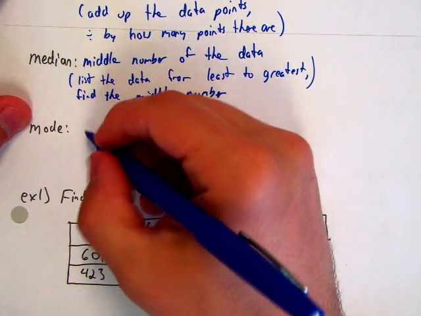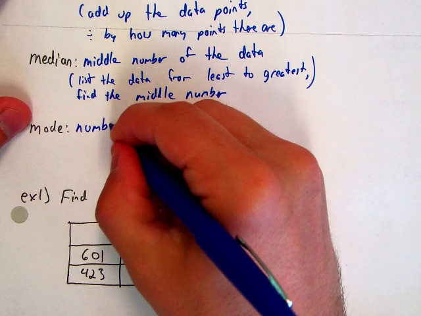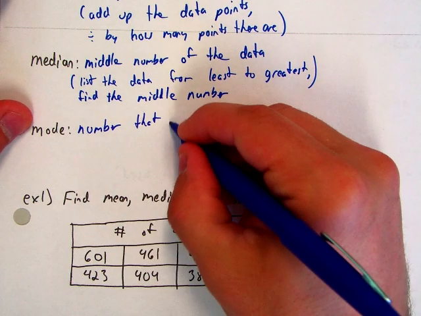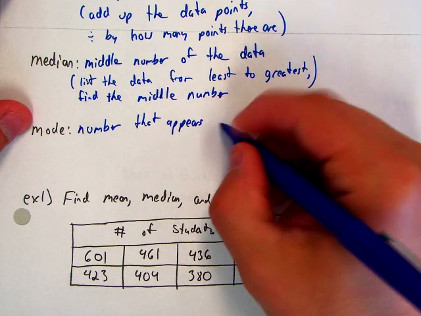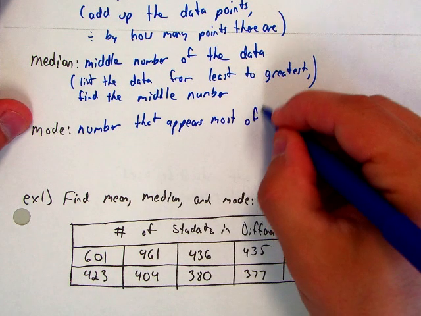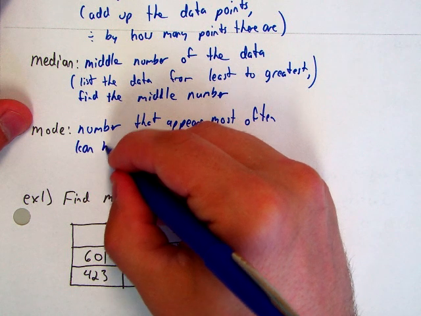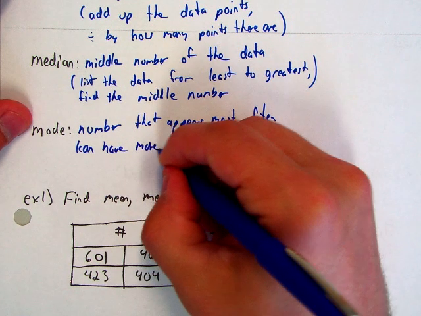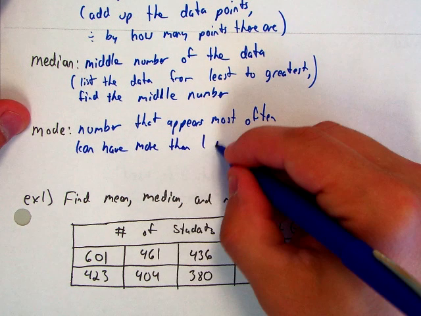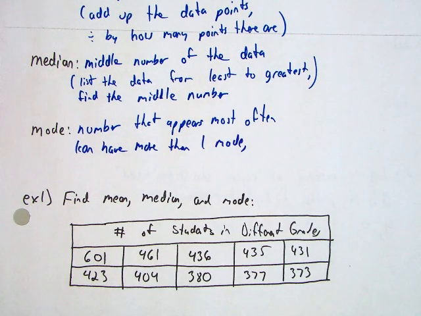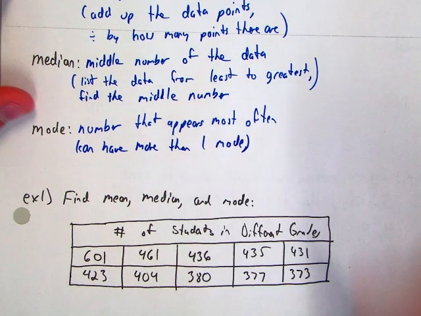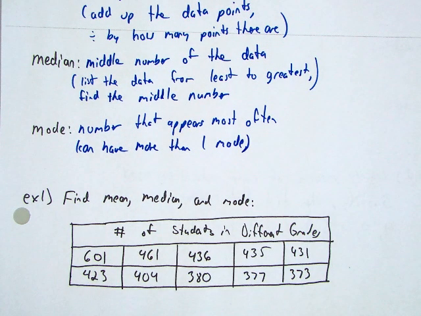And then the mode, this is the number that appears most often. You can have more than one mode, but you have to be careful with that. So let's look at example 1 to see if we can't figure these out.